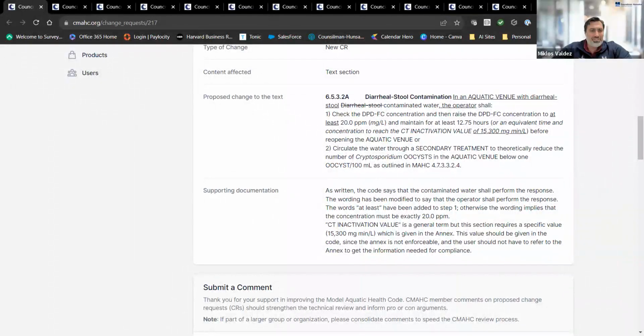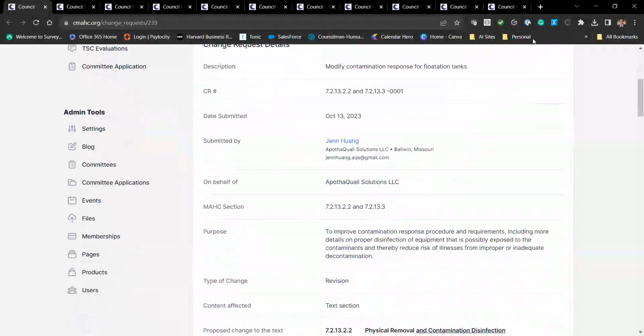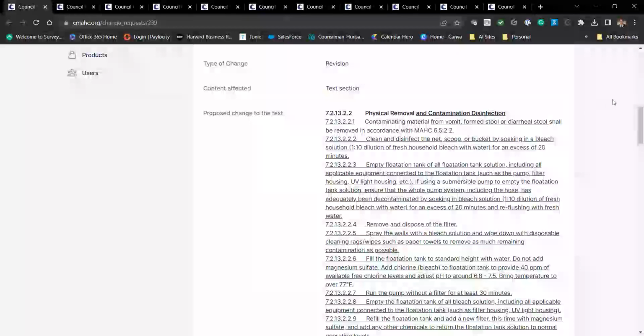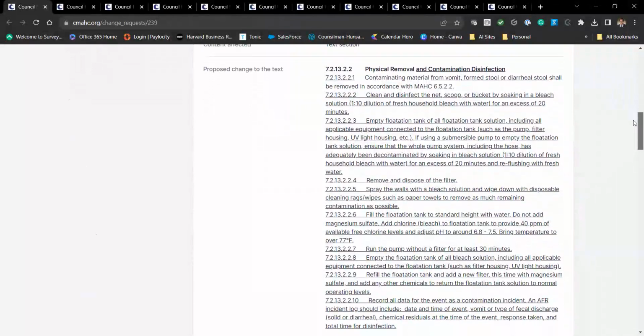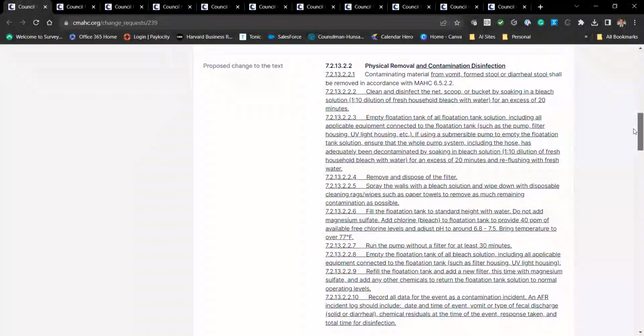7.2.13.2.2 and 7.2.13.3. Grace, this is yours as well. Yep, this is a long one. There's an attachment, I think, embedded file. And it's talking about modifying contamination response for flotation tank, because currently it doesn't really say how to do it in as much detail as what the submitter is proposing.